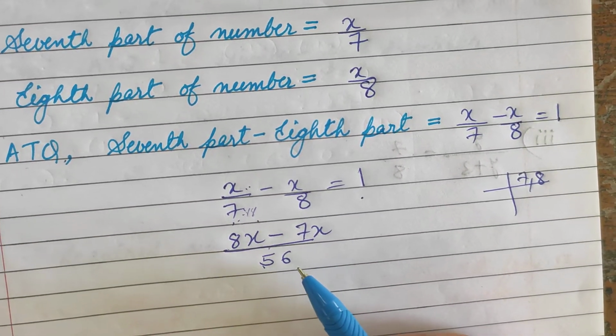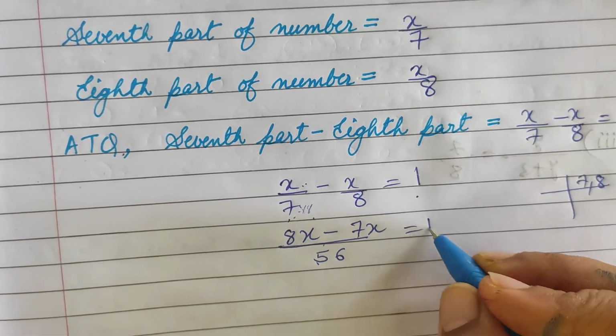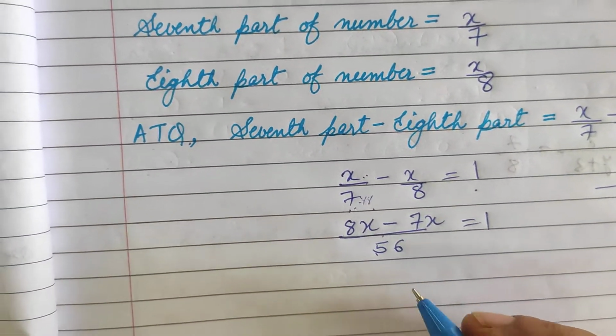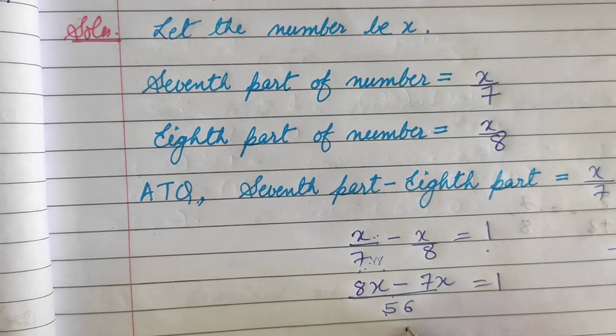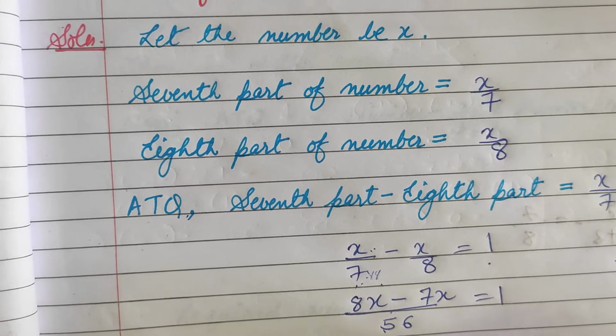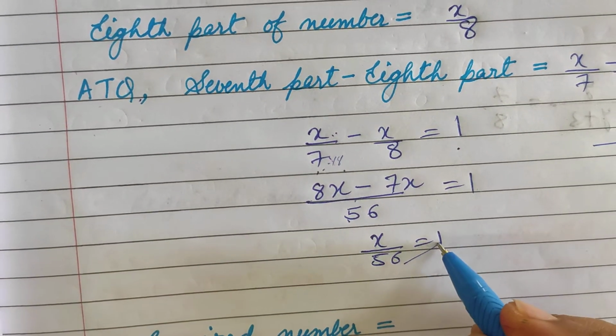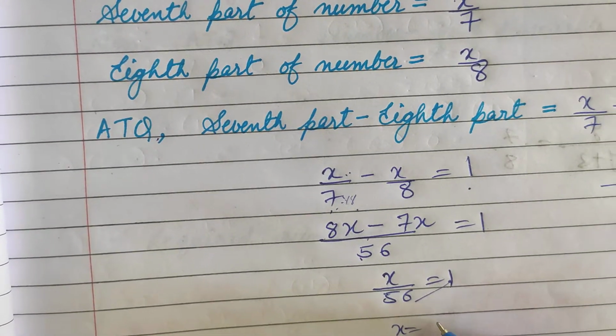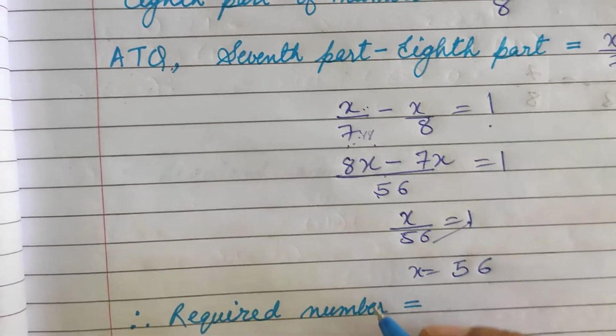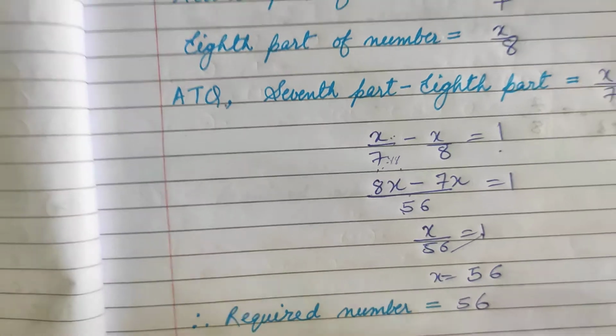So 8x minus 7x is equal to 1. So subtracting, x by 56 is equal to 1. Now we have to cross multiply it. So x is equal to 1 into 56, which is 56. So the required number will be 56.